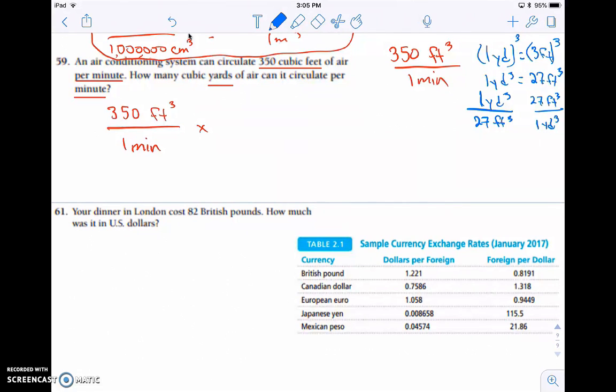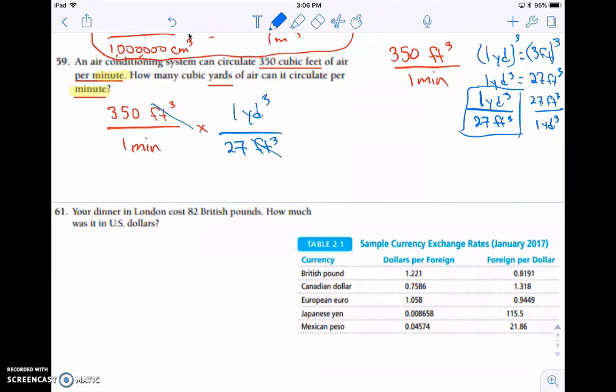And we want to know cubic yards, so that's what we want in the numerator, and we want to cancel out the cubic feet, so we're going to be using this 1 cubic yard per 27 cubic feet. So I'm going to do 1 yard cubed over 27 feet cubed, and again, the feet cubed are going to cancel. Notice we keep the minutes, but that's what we want. That's the unit we want. It started in minutes right here, and we want to end in minutes, and so we're going to keep that.